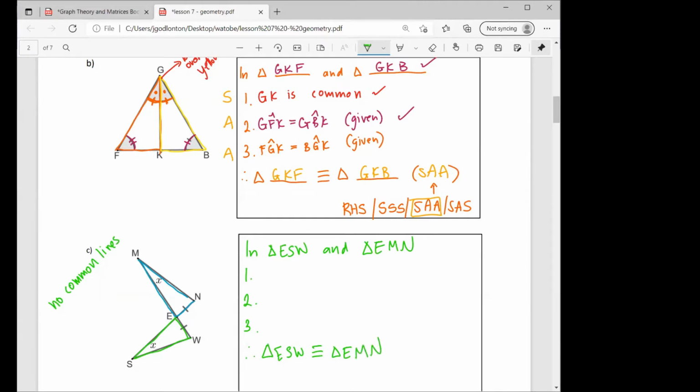We're doing the same thing. We are trying to prove congruency with 2 different triangles. So here we're looking at this blue triangle and the green triangle, and we're just trying to find what our reason would be that they are congruent.